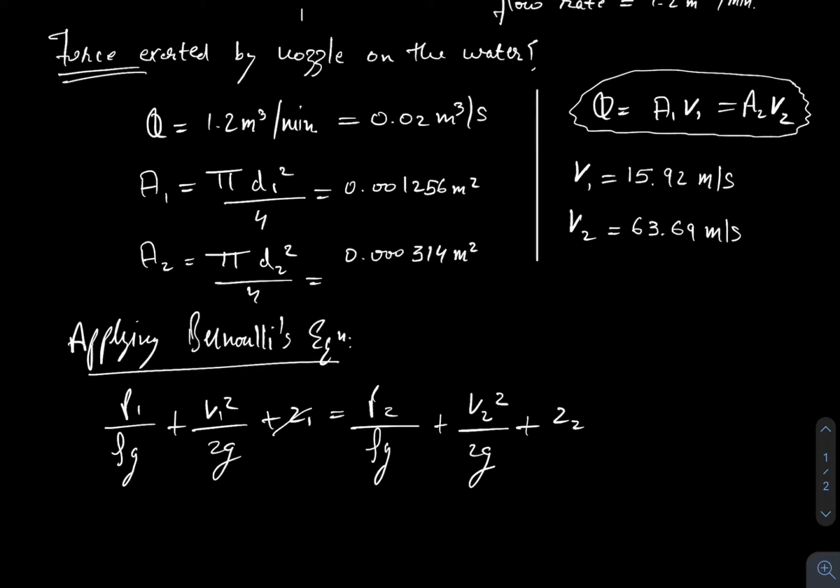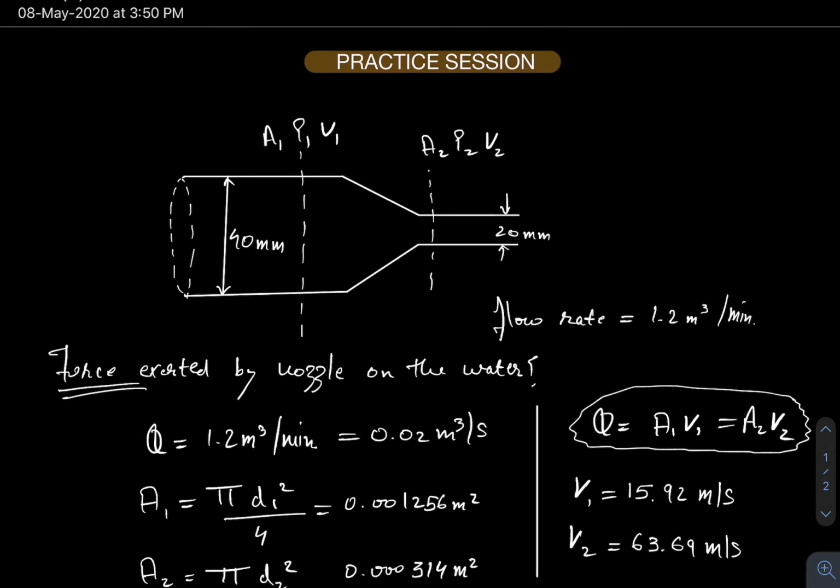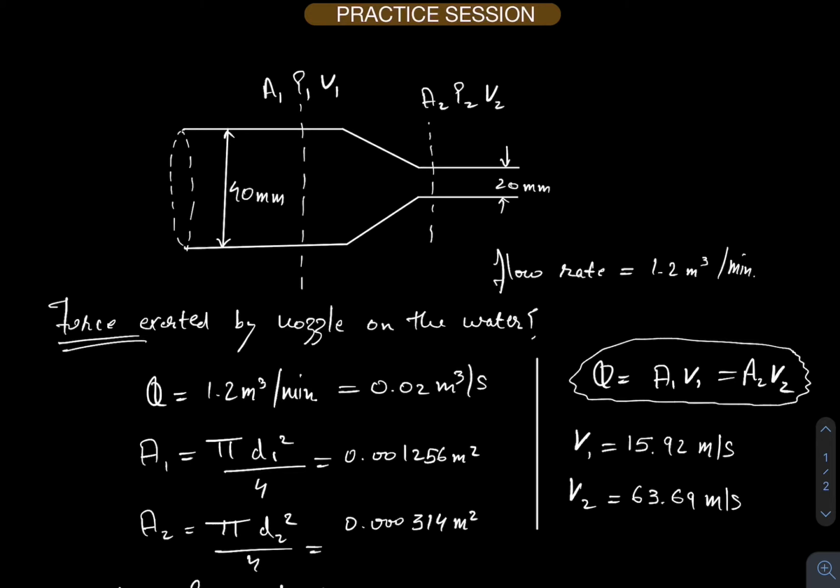But here Z1 and Z2 will cancel out. Why? Because Z1 is equal to Z2. Our apparatus is horizontal. Okay. And P2 will be equal to 0. Why? Basically we are talking about gauge pressure here. Okay. Here it will be atmospheric pressure.